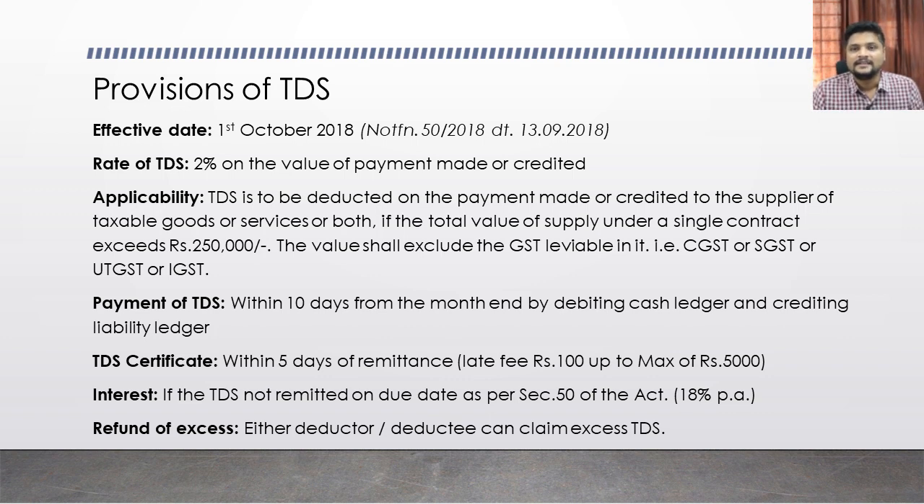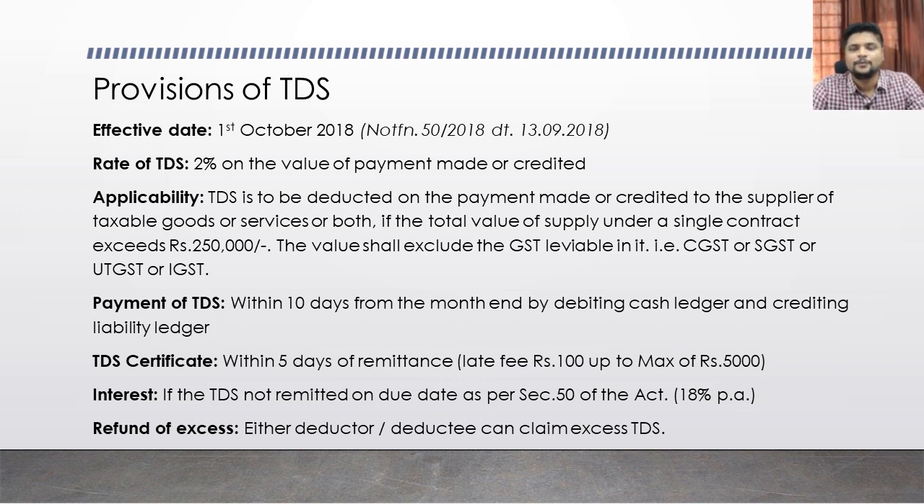Okay, then it says that the taxable value of supplies should exclude the value of any GST component. For example, the total value of contract is 2,60,000, including 18% of GST. It means that after excluding GST, it will be less than 2,50,000. In that case, TDS provisions will not apply. You will have to see the threshold limit of 2,50,000 excluding the GST component on the supply value. Clear? So that is what we will have to refer here.